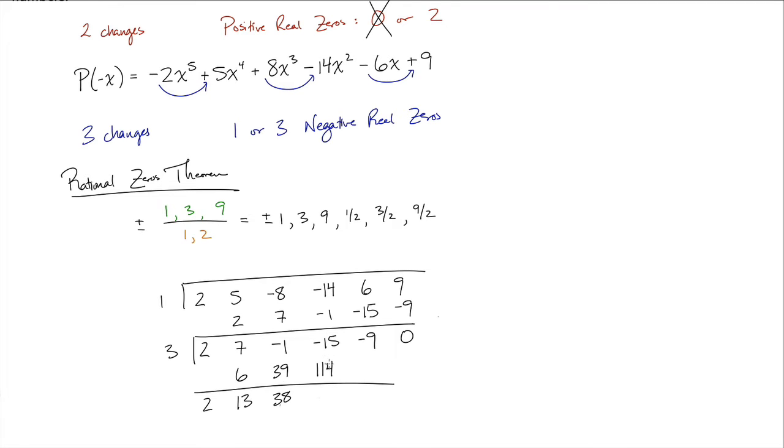And right here, I'm just going to stop. These numbers are getting ridiculous, right? There's no way that this is going to get me to a 0. So I know 3 does not work. Okay, so now I'm going to go to my next positive number.